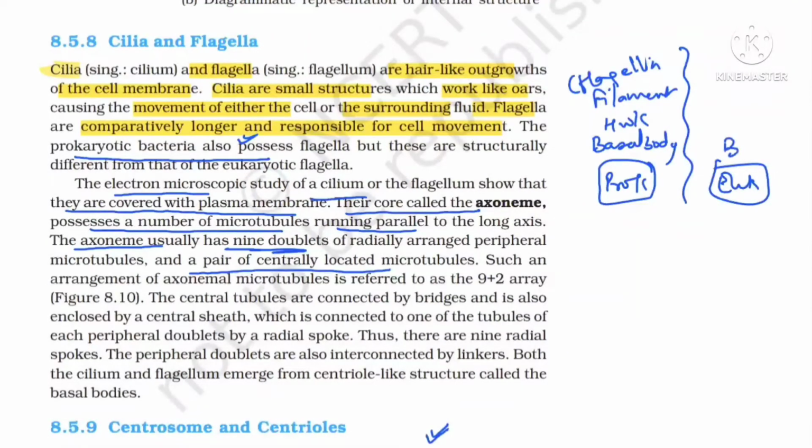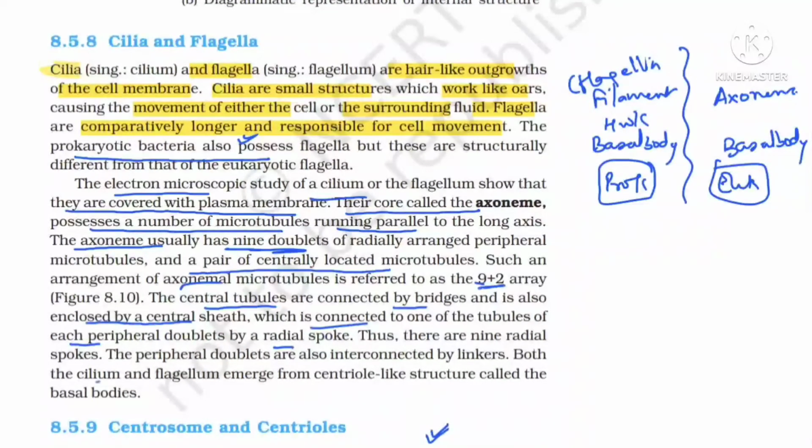So you can write here basal body, because right now we studied centriole will make basal body, and axoneme. Axoneme has 9 plus 2 and basal body has 9 plus 0. And this arrangement of the axoneme, we call it 9 plus 2 arrangement. Central tubules are connected by the bridge and are also enclosed by the central sheet. And they are connected to one of the peripheral tubulets also by the radial spokes.